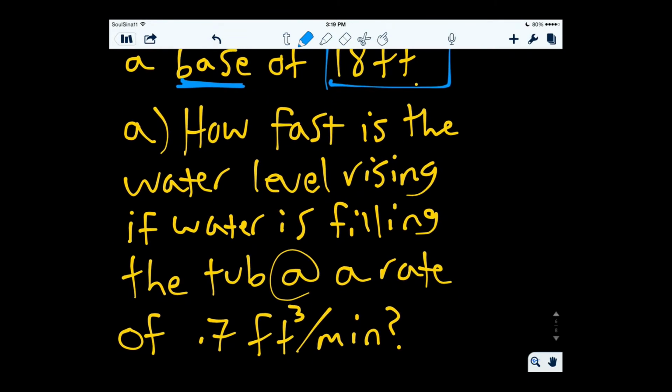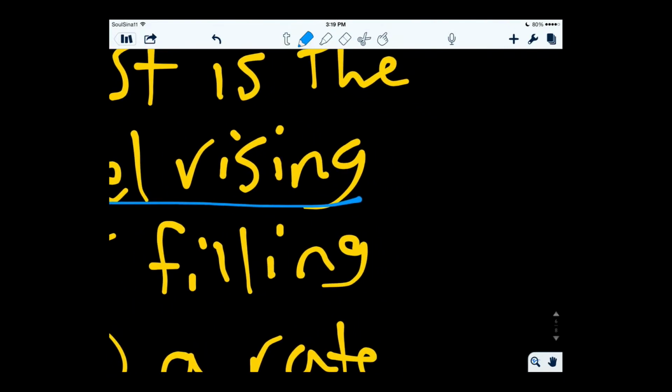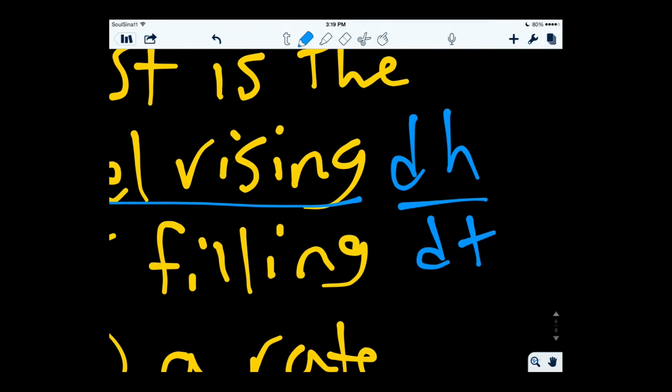How fast is the water level rising? So we need to find the rate at which the water level rises. The water level would be translated as height. We need to understand that. So we will write this as dh/dt, which means the change in height with respect to time.